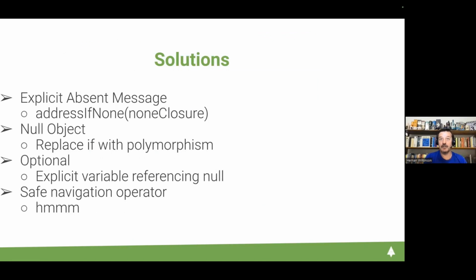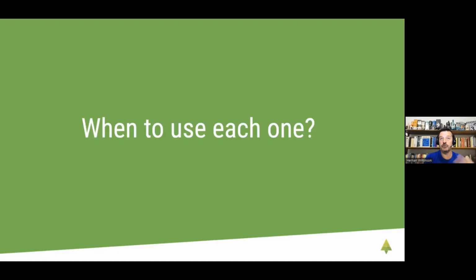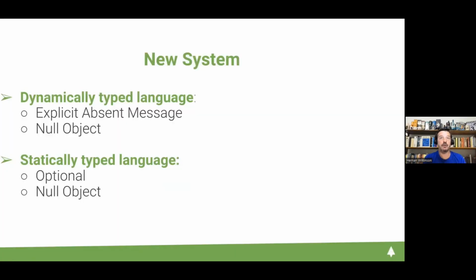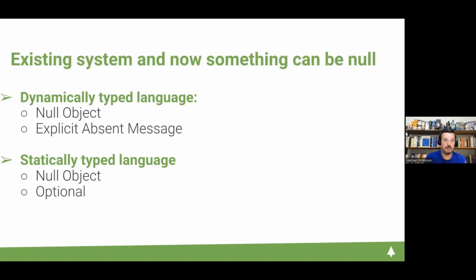So like I said, there are many different solutions to avoid using null, and when to use each one depends on the type of the programming language and the system that you're writing. If you're in a dynamically typed language and you're creating a new system, my advice is to use the explicit absent message or the null object pattern. If you're using a statically typed language, my advice is to use the optional or the null object pattern.